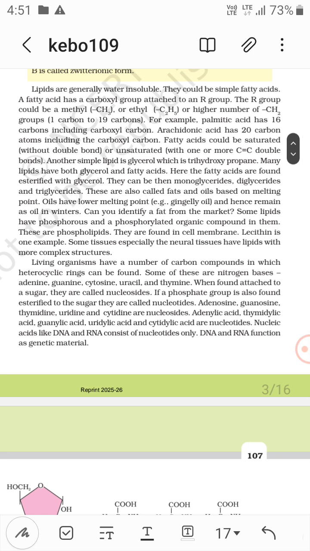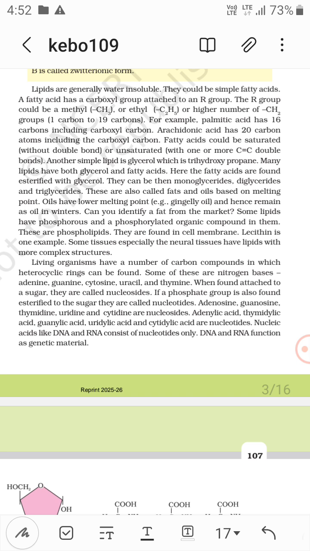So the nitrogenous bases are adenine, guanine, cytosine, uracil, and thymine. When these nitrogen bases are attached to a sugar, these are nucleosides. And if a phosphate group is esterified to the sugar, then we get nucleotides. Adenosine, guanosine, thymidine, uridine, cytidine, these are nucleosides. Adenylic acid, thymidylic acid, guanylic acid, uridylic acid, cytidylic acid, these are nucleotides.